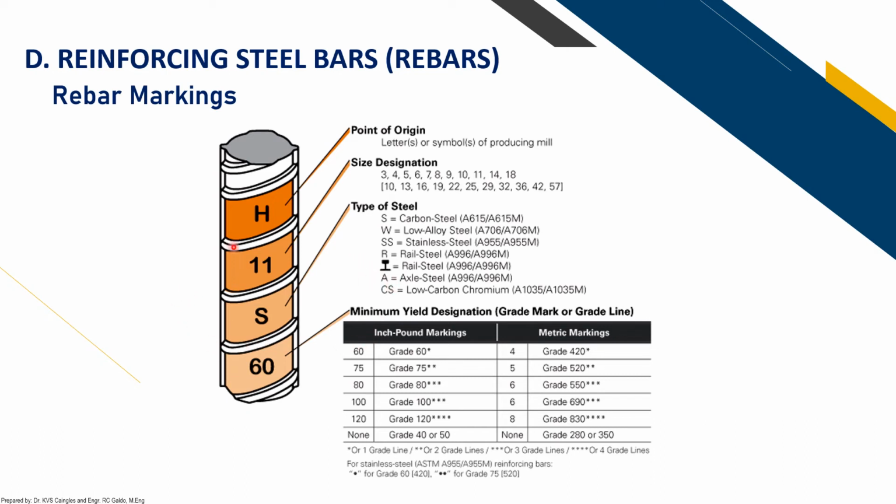Okay, and then ang uban ni ana diha, ang ubos ni ana niya rather is ang kanang iyang minimum yield designation or ang iyang grade mark or grade line. Okay, so usually pag nakabutang diha 60 is ibig pasabot grade 60 ang imuhang reinforcing steel bar, iyang minimum yield strength, no, grade 60 siya, kung 75 which means grade 75 siya, no, and so on.